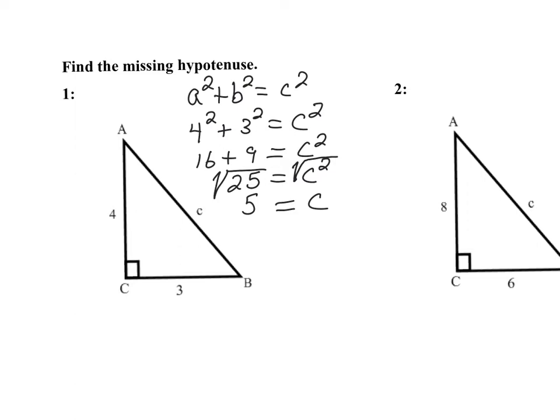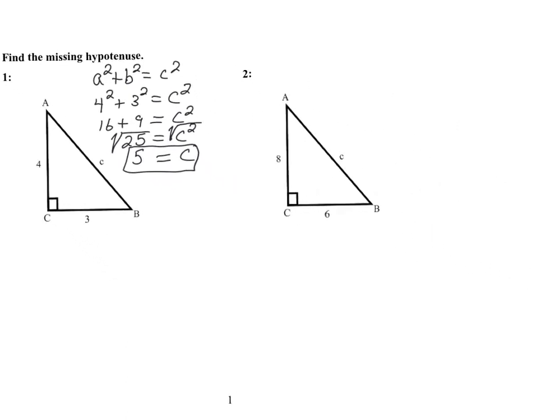So square root says that 25 was the result of multiplying some number by itself. Well, we all know that 5 times 5 is 25. So the value of C, or the hypotenuse, the longest side of the triangle, is 5. And we can verify that it's the longest side by looking at the other two sides. 3 and 4 are definitely smaller than 5. Same idea for number 2.